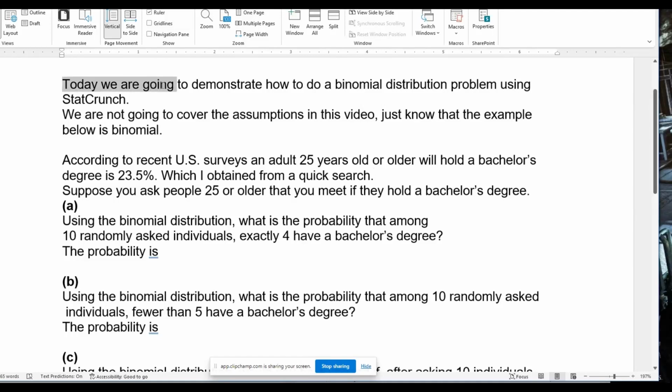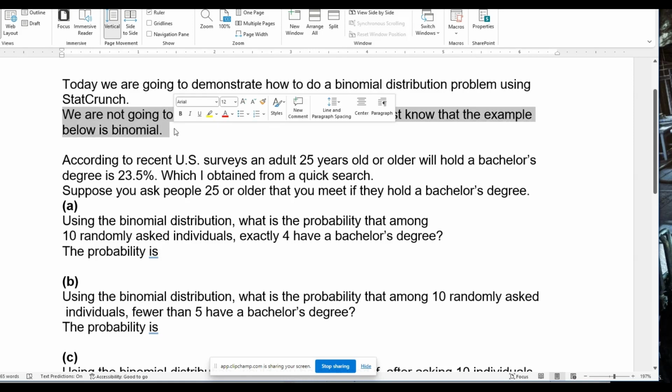Hello, and today we're going to demonstrate how to do a binomial distribution problem using specifically StatCrunch. We are not going to cover the assumptions in this video, just know that the example below is binomial.